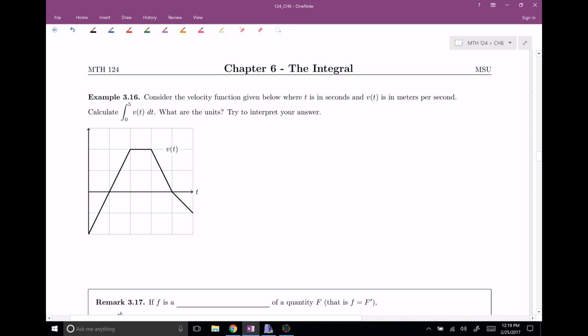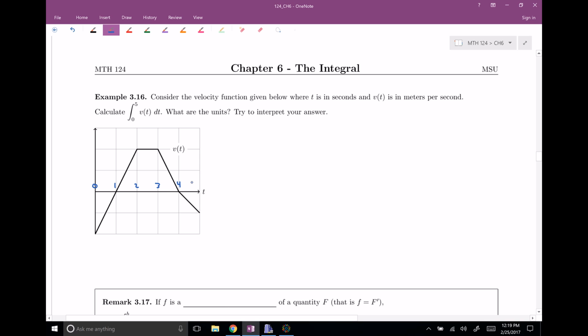So this function right here looks awfully geometric, right? So I'm not going to try to get an equation or anything like this. I'm going to use the fact that it looks geometric. Okay, so let's go ahead and see here. I have 0, 1, 2, 3, 4, 5. So I do care about this entire picture right here. On this first part, you can see that this is going to be a triangle. So it has height 2 and width 1. But because it's below the x-axis, remember I'm going to count it negatively.